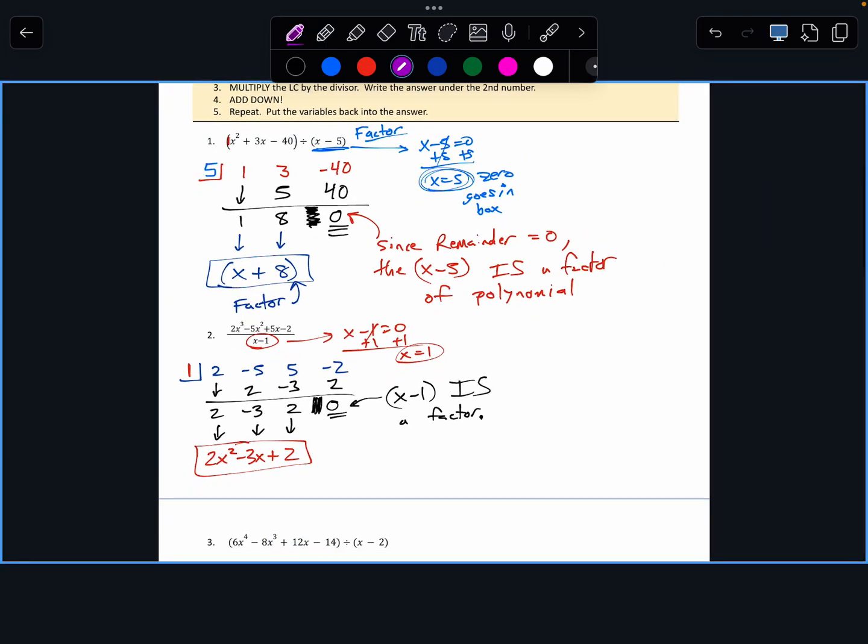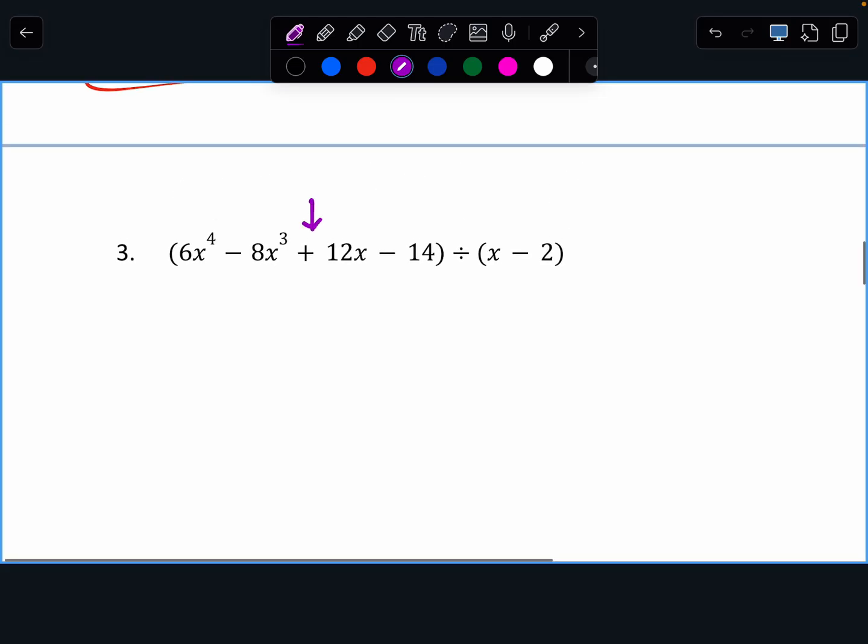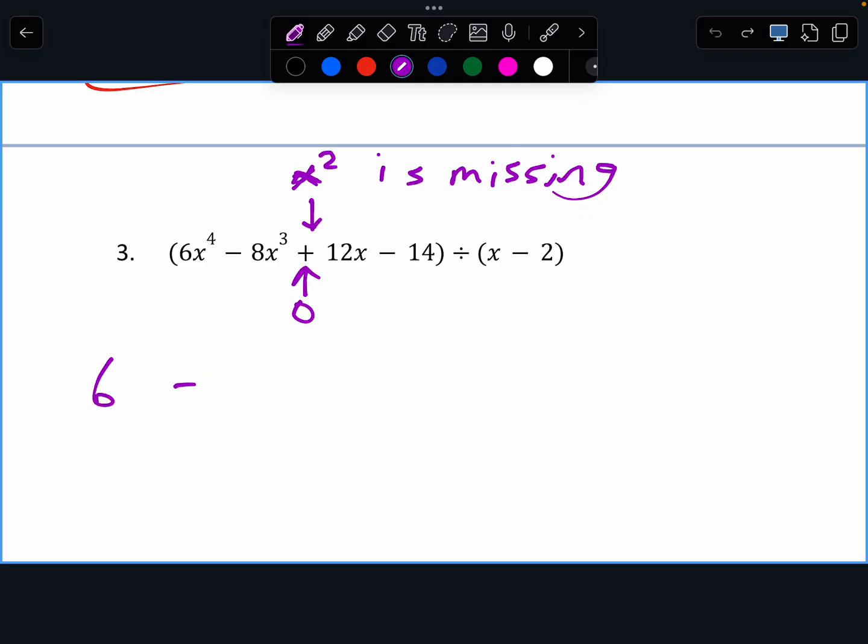So let's go to the back side here. Try this next one. So first of all, you notice right here, x squared is missing. So when we put our numbers here, we have to include 0 in that spot. Okay? So 0 would be right here. So 6, -8. Oh, sorry, let's back up. I've got my box here, and then 6, -8, 0, then 12, minus 14.